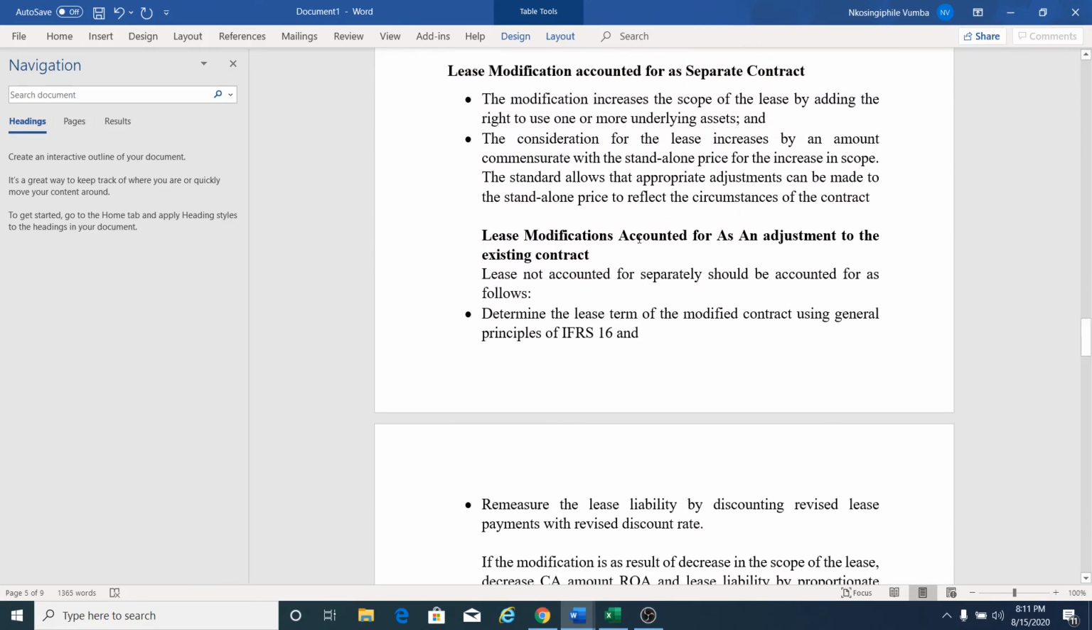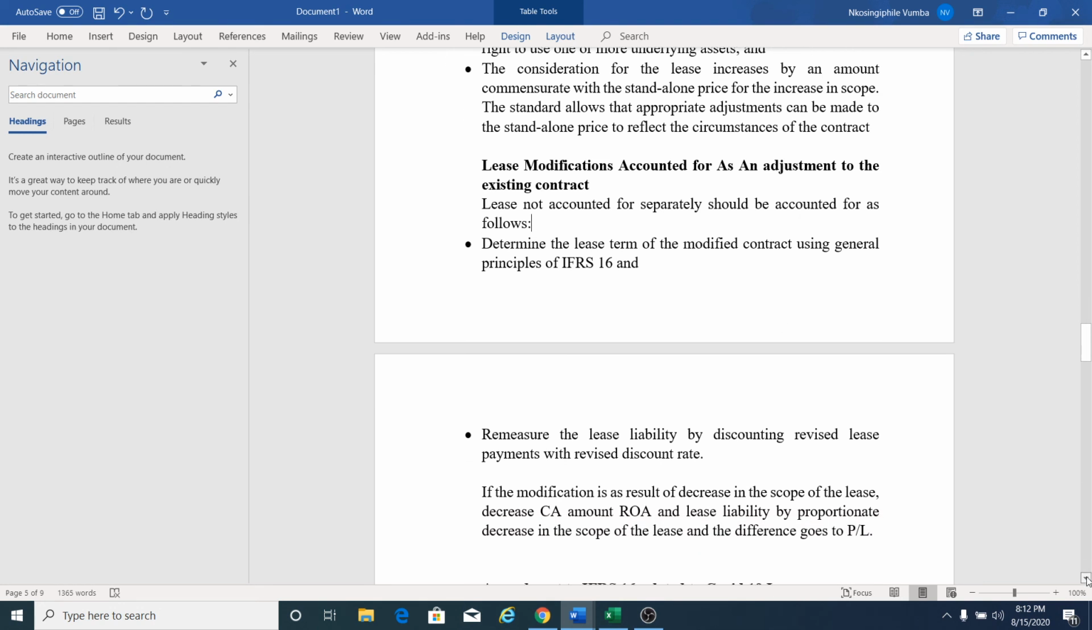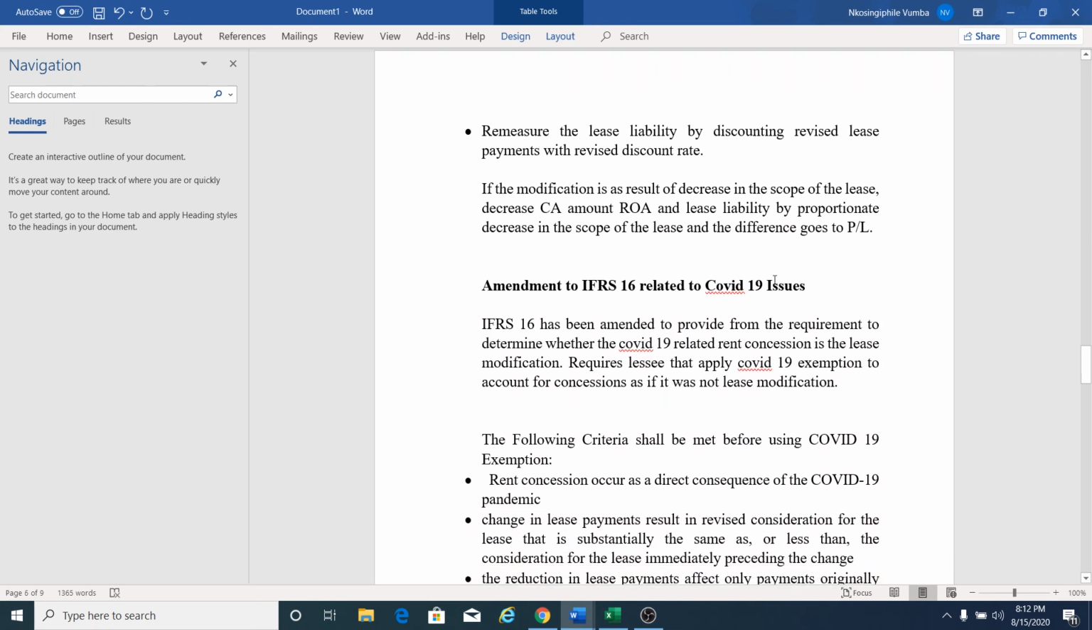So if it's not accounted for as a separate contract, the lease modification is accounted for as an adjustment to the existing contract. A lease modification not accounted for separately should be accounted for as follows. Determine the lease term of the modified contract using the general principles of IFRS 16. So you need to know the new lease term based on the modification, and remeasure the lease liability by discounting the revised lease payments with the revised discount rate.